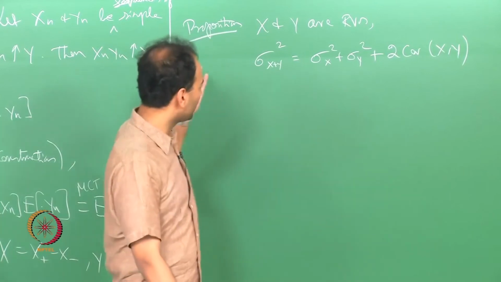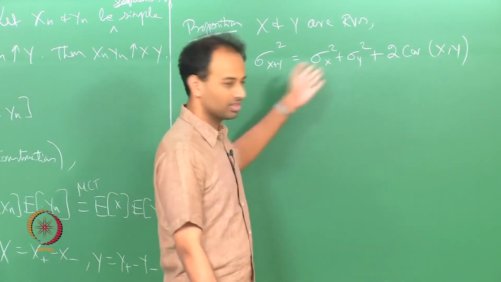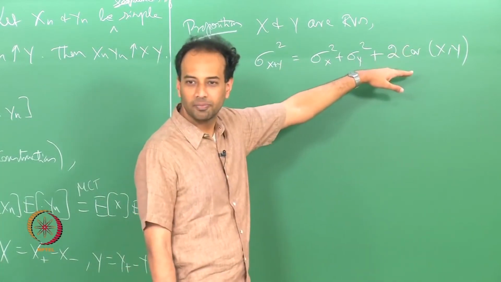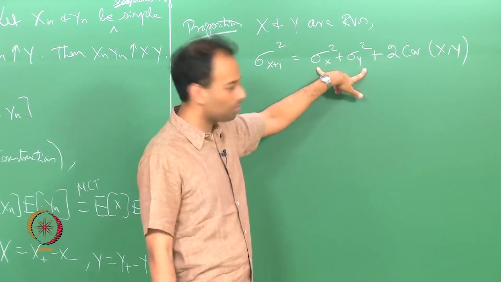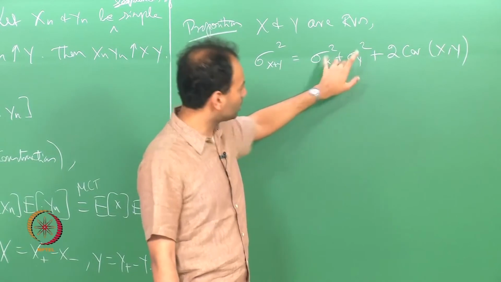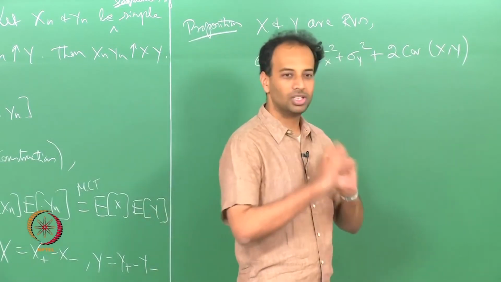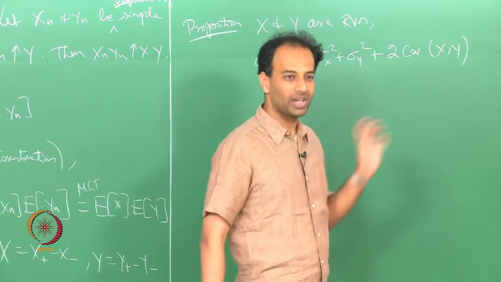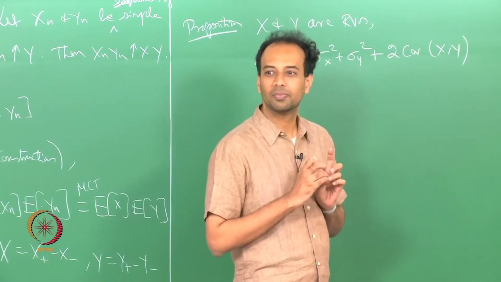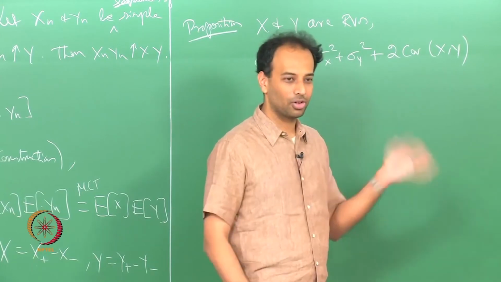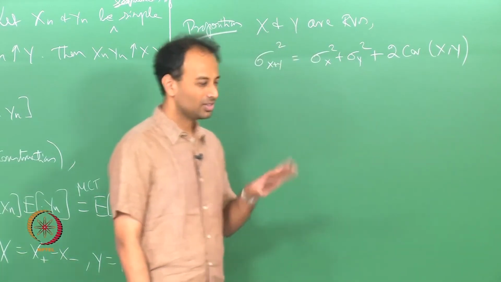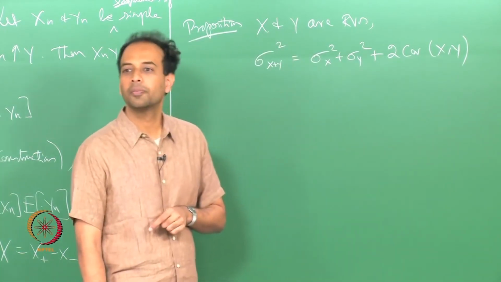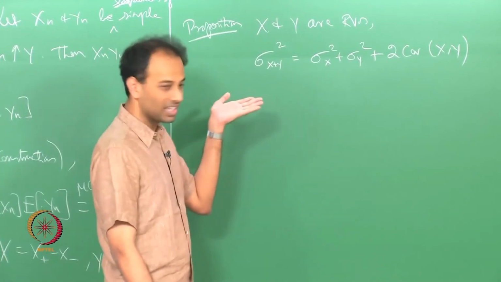Similarly, for n random variables, how do you think this will generalize? If you had a sum of n random variables, you will sum all the variances, plus twice all these covariances, covariance of X i, X j for all i less than j. You have to sum it like that. So, it generalizes in a straightforward manner. Just proving this is very easy.